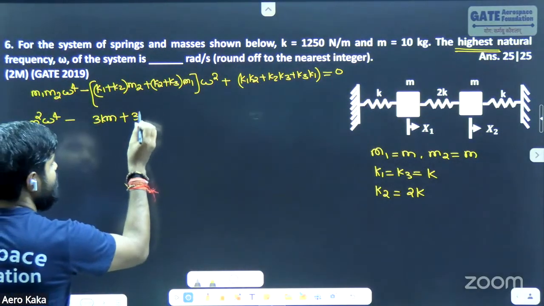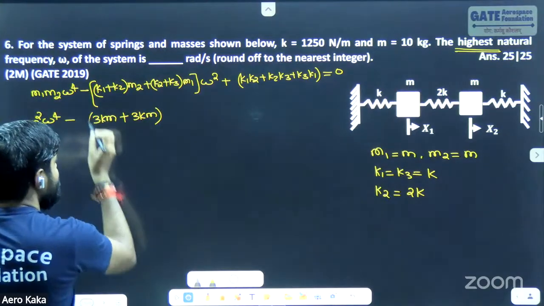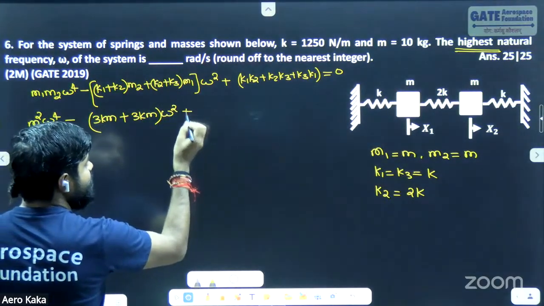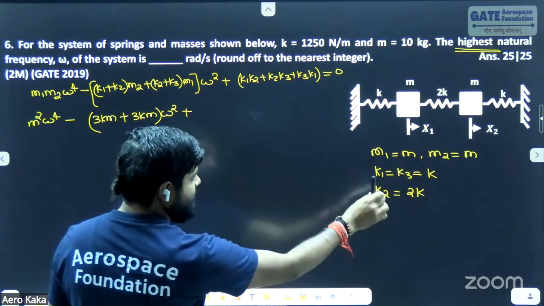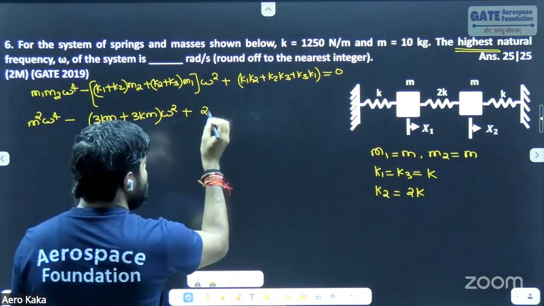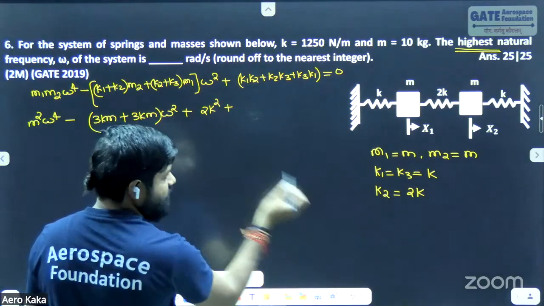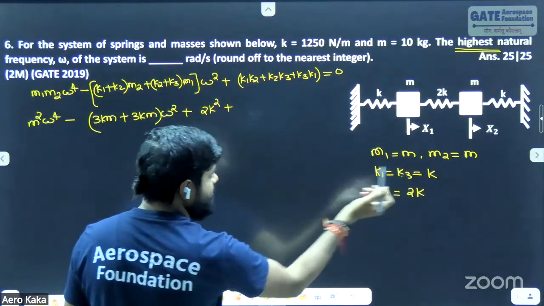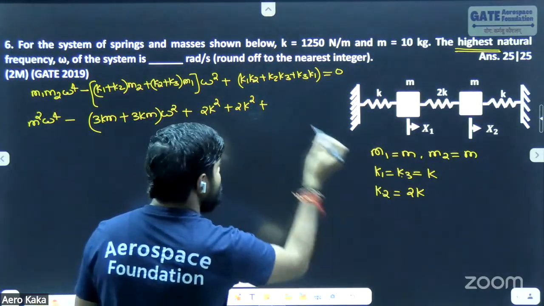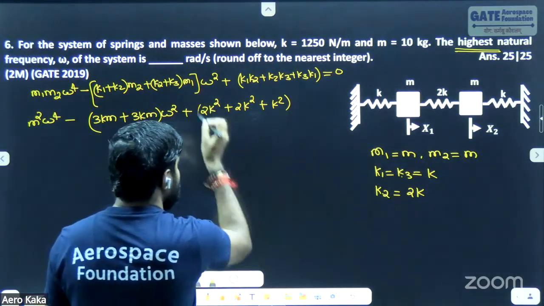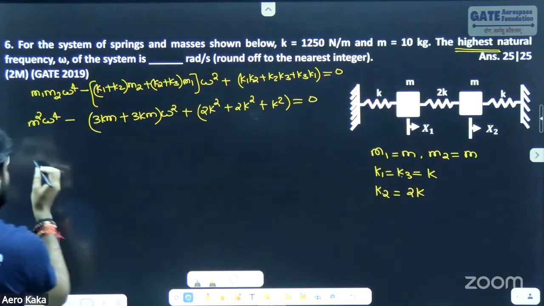So again, it is going to be 3KM omega square plus how much? K1 K2 is going to be 2K square. Please confirm. K2 K3 is again 2K square. And K3 K1 is going to be K square, is equal to 0. Could you tell me how much we'll get?